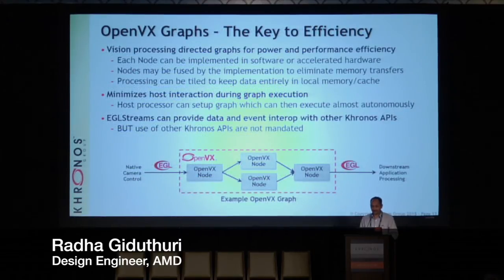Right. So as discussed earlier, graphs are very key for efficiency, and each node can be implemented in software or on the hardware, and it can be coded in any language depending on the underlying platform. Nodes may be fused depending on how it is constructed. If you say some buffers are temporary intermediates, the underlying framework may be able to fuse these nodes together. And the processing can also be tiled to keep data entirely in the local memory, some of the examples that Neil was mentioning in his presentation.